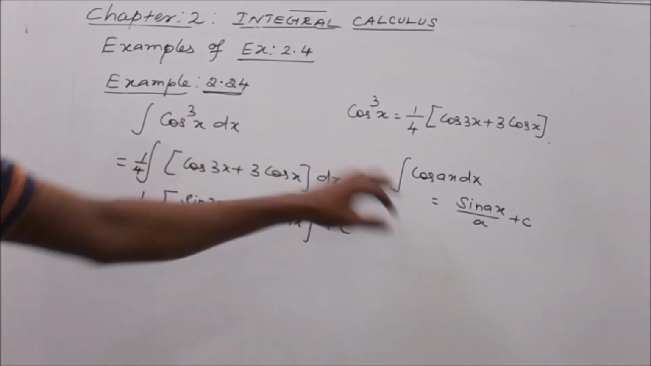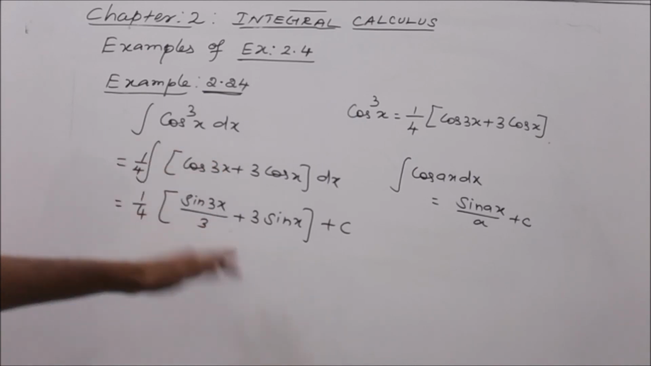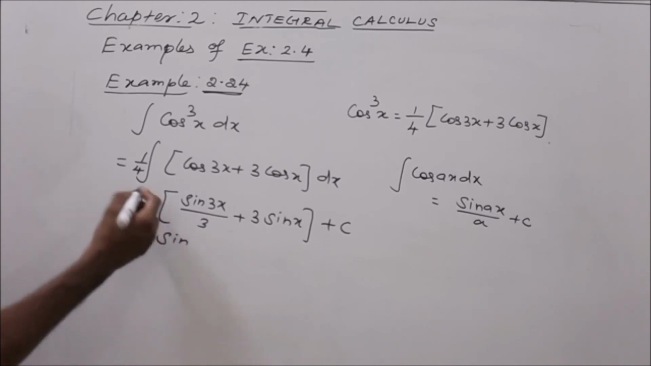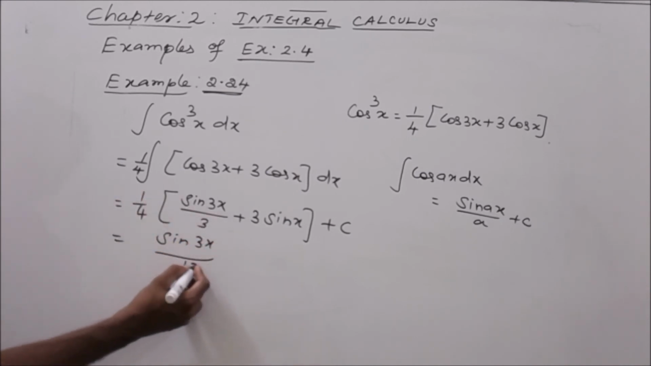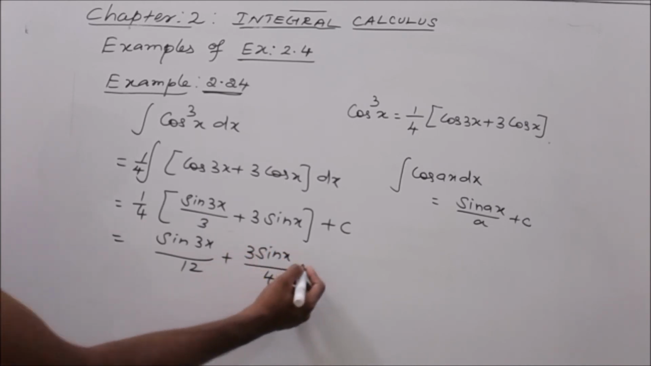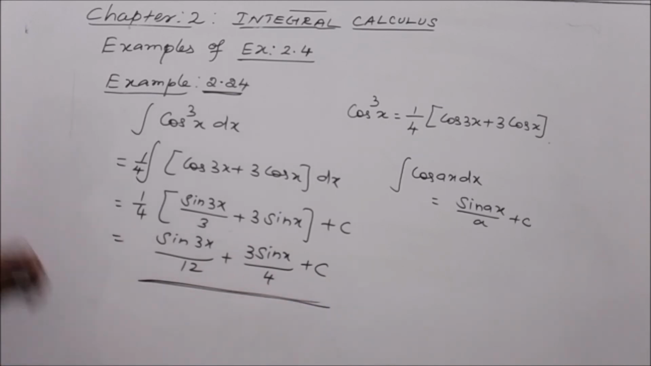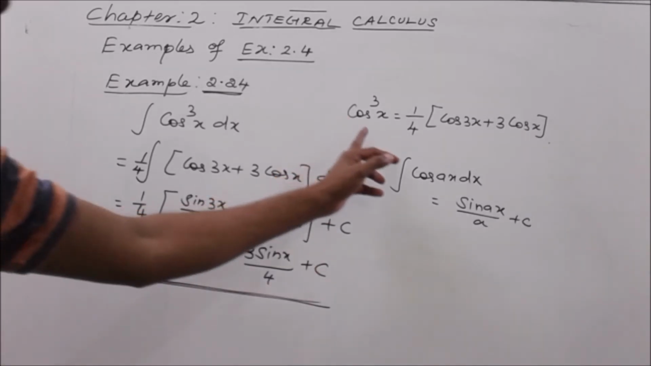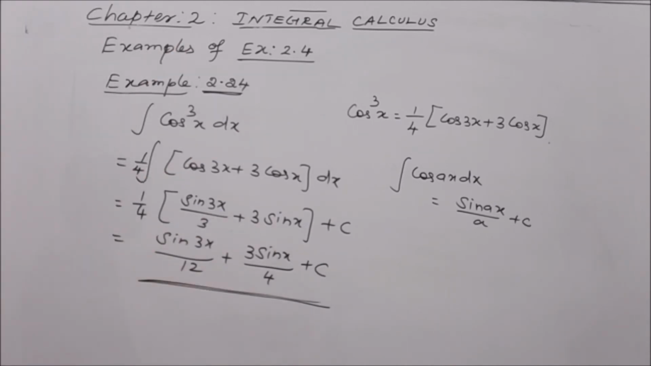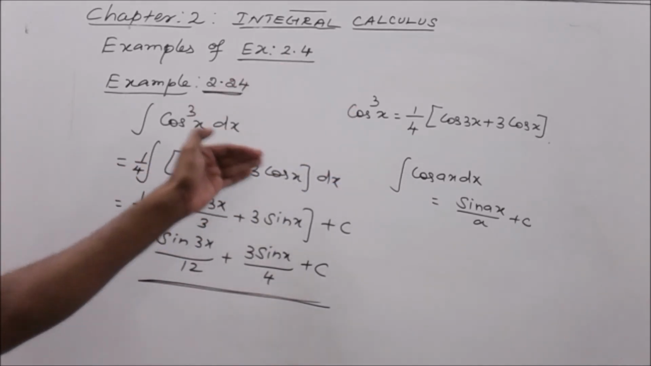If you know the formula, you can directly substitute and integrate. At the next step you will get the answer. Here multiply the 4 inside: sin 3x by 12 plus 3 sin x divided by 4 plus constant of integration c is the value of the integral of cos cube x. It is easy only when you know the cos cube a formula. Suppose you forget cos cube a, derive it from the cos 3a formula. Cos 3a is equal to 4 cos cube a minus 3 cos a. From that you can derive cos cube a, substitute and integrate.